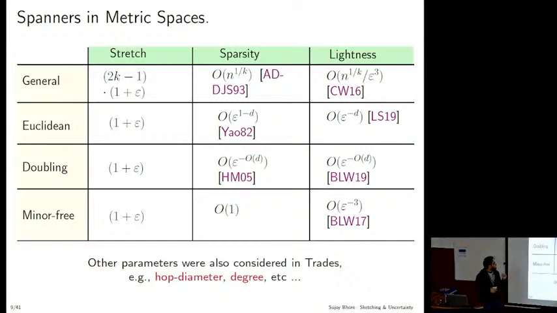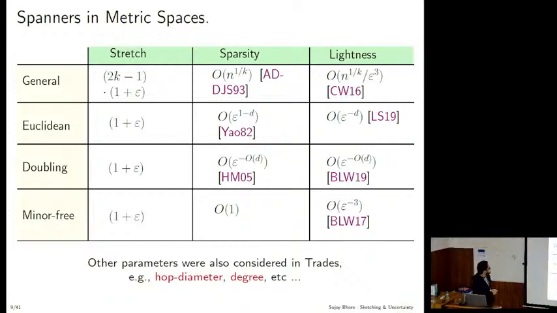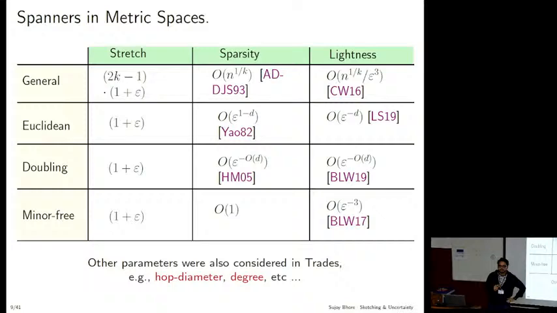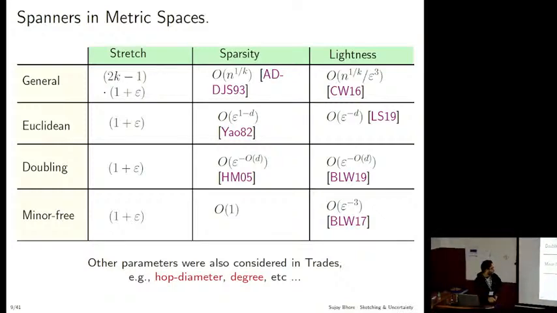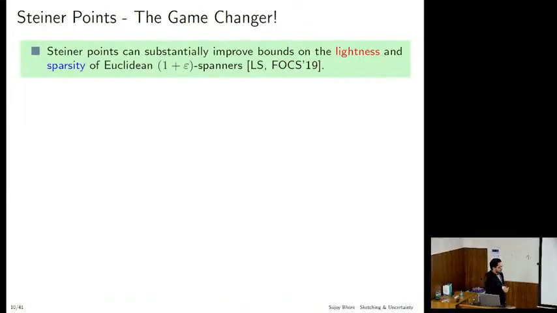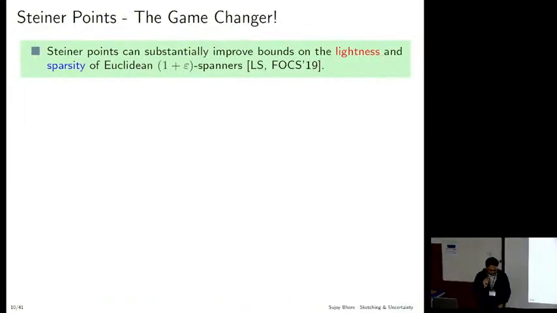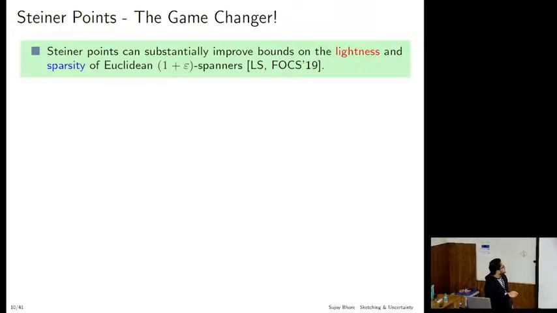So this is the general landscape for general graphs, the Euclidean setting, doubling and minor-free. I want to mention that sparsity and lightness are not the complete story. People also look into hop diameter, degree, and many other parameters, and they bring a lot of different levels of complexity. So the first thing I'm interested in in this talk is that Lee and Solomon, in their FOCS 2019 paper, made a breakthrough observation: if you use auxiliary points, I mean additional points which were not part of the input initially, this can substantially improve the bounds on lightness and sparsity.